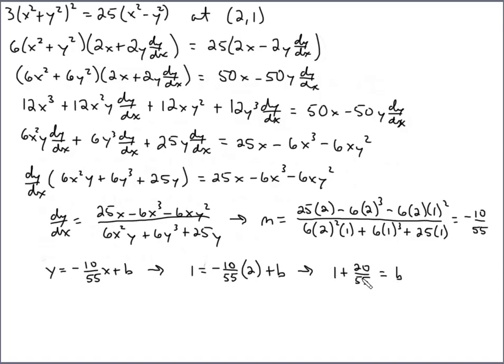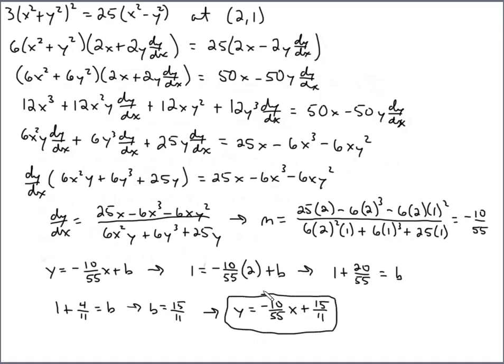Before we add these together, let's realize that we can divide both of these by 5, so it might be a little easier to say 1 plus, if I divide that by 5, 4 over 11. So 1 plus 4 over 11 is equal to b. Adding these together, this is 11 over 11 plus 4 over 11, that's 15 over 11, so b is equal to 15 over 11. So the equation of our tangent line is y is equal to negative 10 over 55 x plus 15 over 11.